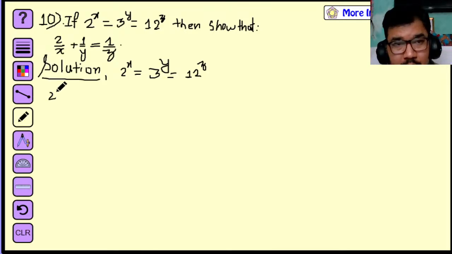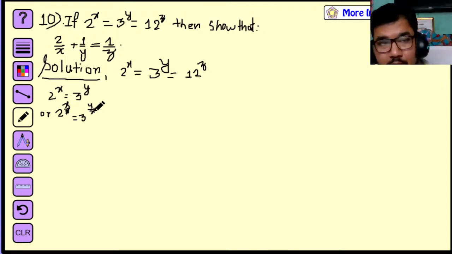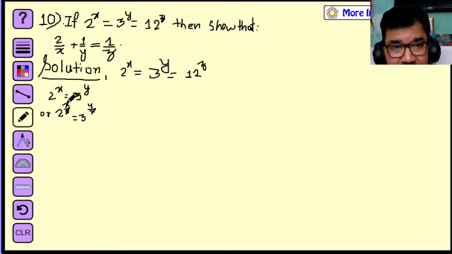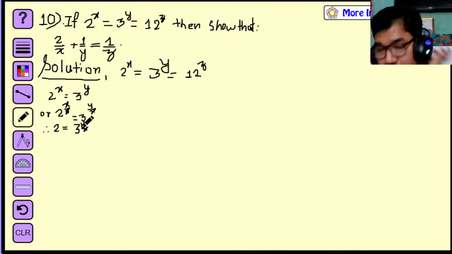First of all, write 2 to the power x equals 3 to the power y. Then to find the value of 2, you can divide the power by the same on both sides: 2 to the power x by x, and 3 to the power y divided by x. Then this x and this x cancel. Therefore, 2 equals 3 to the power y by x.